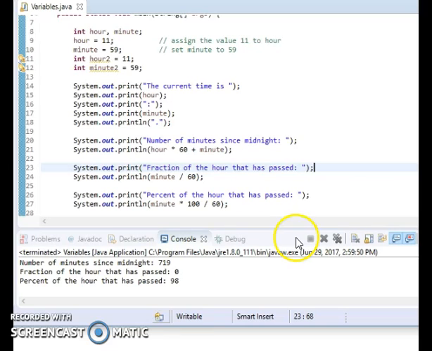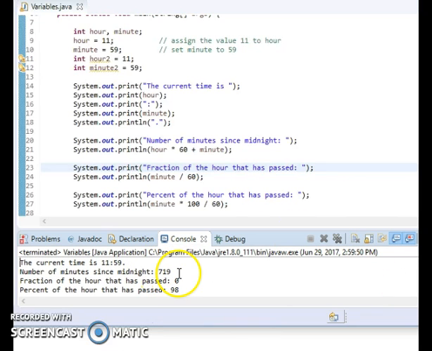Okay, so it did just like I expected. Let's see if I can print this out. Okay, so the current time 11:59, number of minutes 7:19. Remember we said the fraction of the hour that has passed will be incorrect because it's going to truncate anything that's after the decimal. So it wasn't even 1 hour, it was just slightly less than 1 hour. So it truncates it to 0.